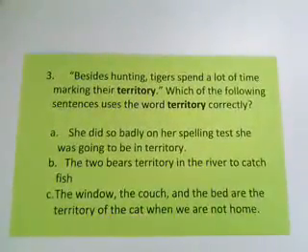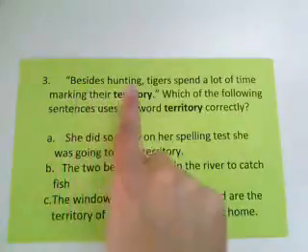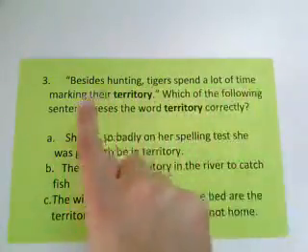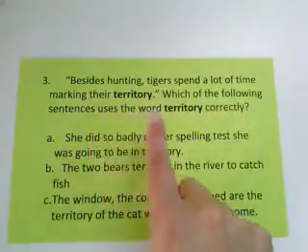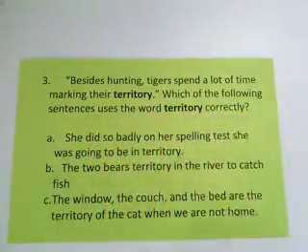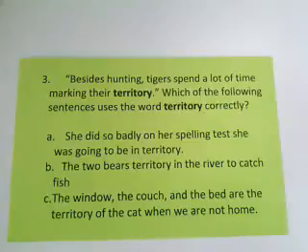Question 3. From the book it said, besides hunting, tigers spend a lot of time marking their territory. Which of the following sentences uses the word territory correctly? A, she did so badly on her spelling test she was going to be in a territory. B, the two bears' territory in the river to catch fish. Or C, the window, the couch, and the bed are the territory of the cat when we are not home.